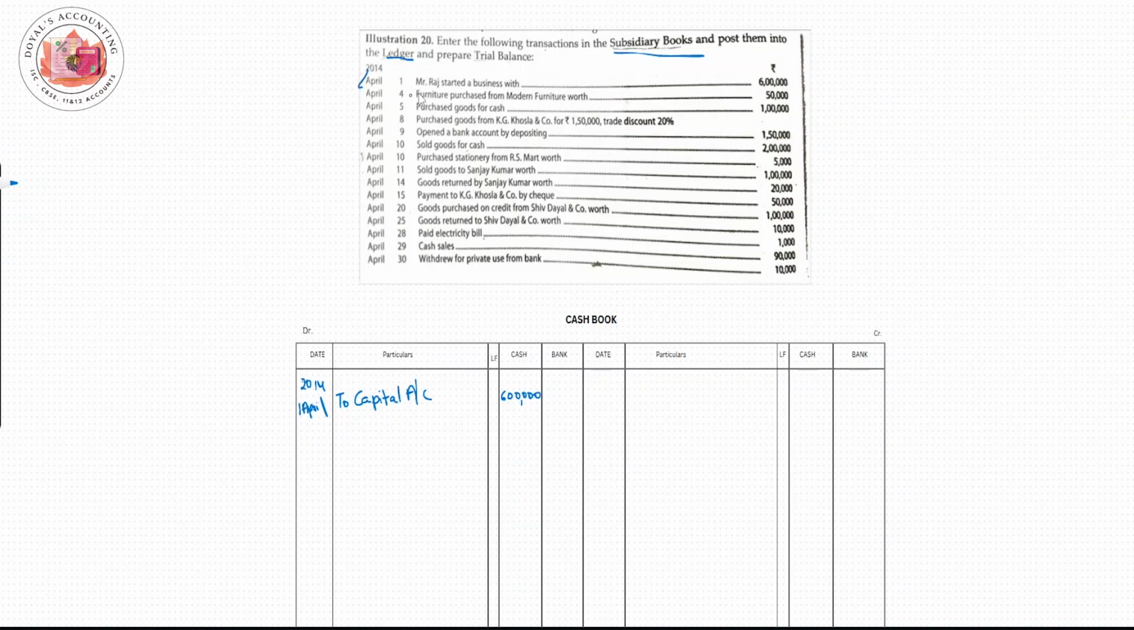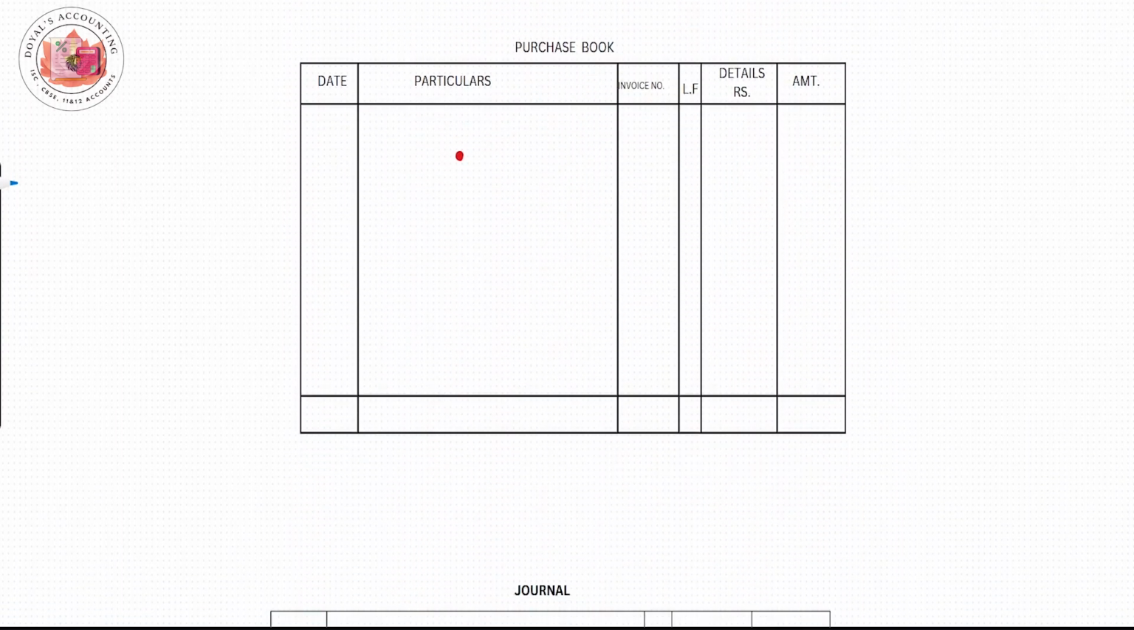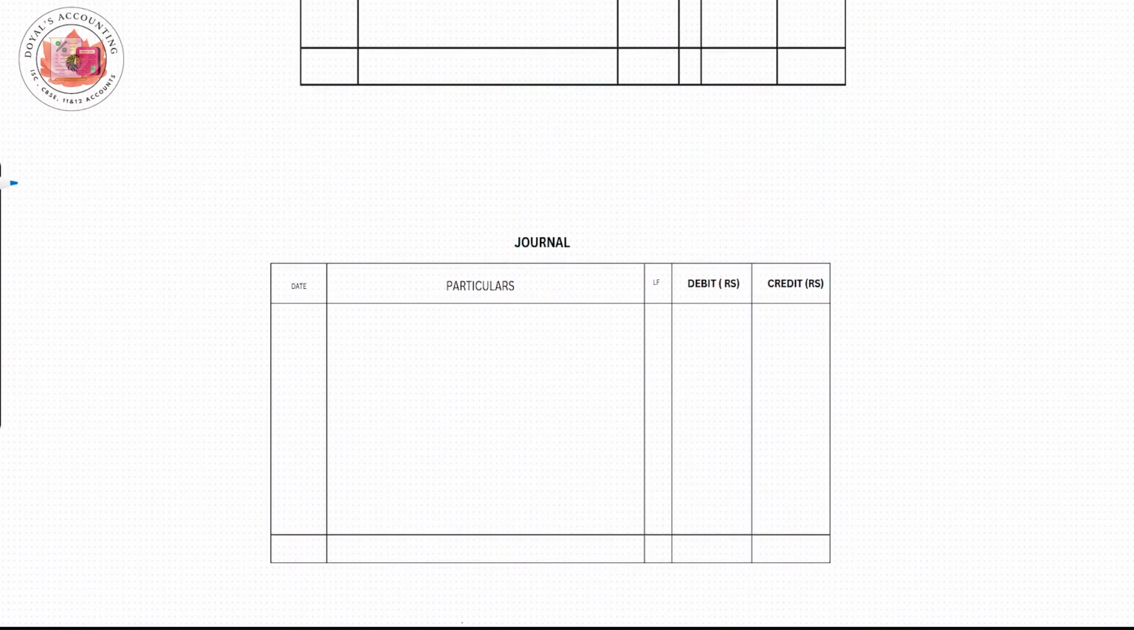Okay, so on 4th April, we have purchased furniture from Modern Furniture worth rupees 50,000. Since they have mentioned Modern Furniture, we have to assume that this is a credit transaction. And furniture, I don't think that this company deals with furniture as their goods. So this is going to be an asset. Thus, we will record this in the journal proper.